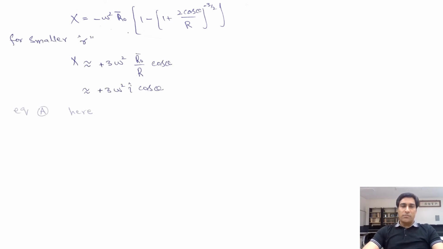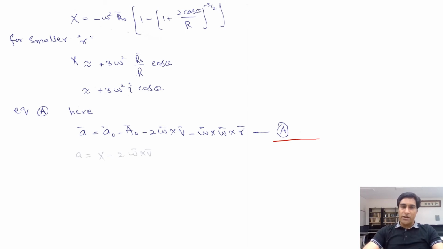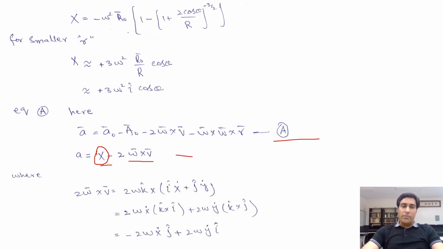So again, for smaller r we have x approximately equal to 3 omega square r naught over r cos theta. Because this is equation A, and from equation A we got that A equals x minus 2 omega cross v, and we have the value of this x now. So we will simply put that value in this equation. But before that, we will simplify 2 omega cross v.